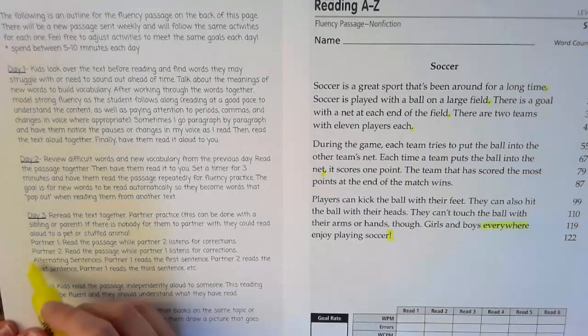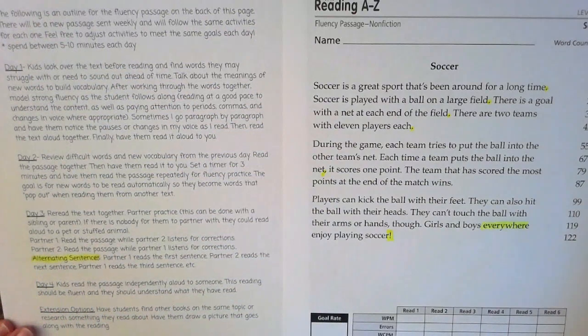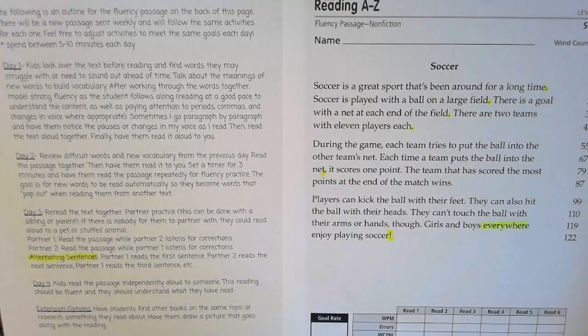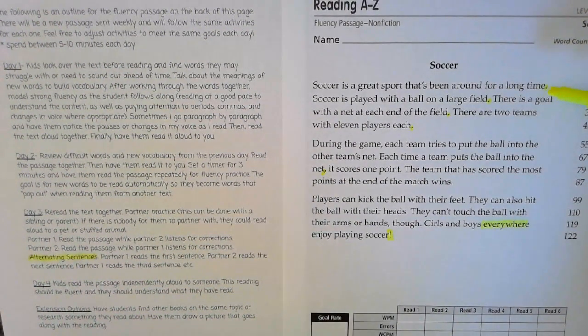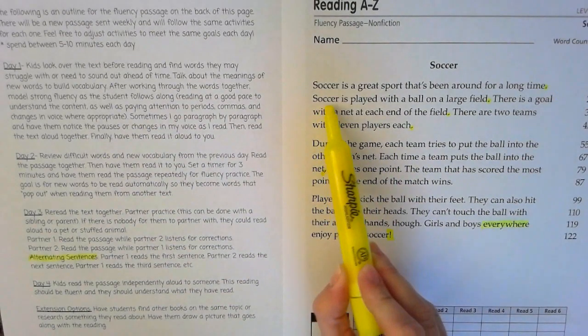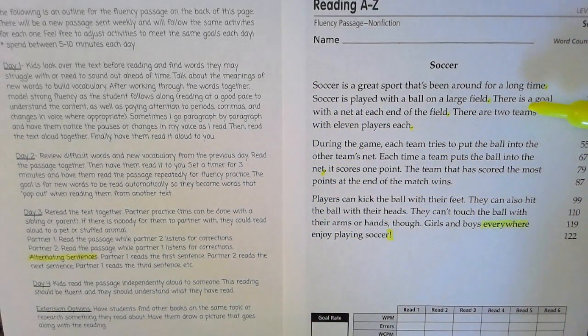Another option is right here, the alternating sentences. This one's harder, but some kids might have some fun with it too. Try to read sentence by sentence. So partner one would read this first sentence, partner two would read the second sentence, then go back to partner one reading the third sentence, and so forth for the whole reading. You can even read in silly voices. You can have them read to a stuffed animal, anything like that, just to practice reading. Day 3 is meant to be more of a practice reading it in a fun way, but also with the focus still on fluency, reading correctly, and paying attention to those things that we had mentioned earlier.